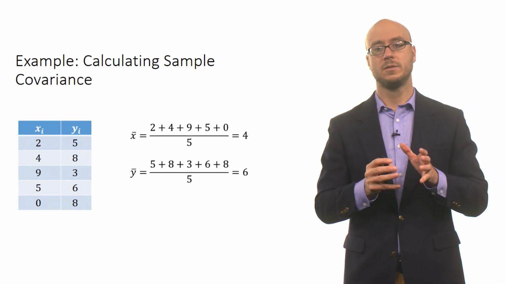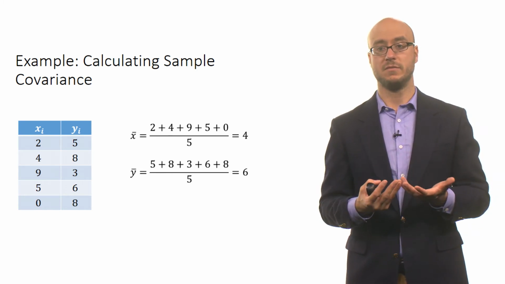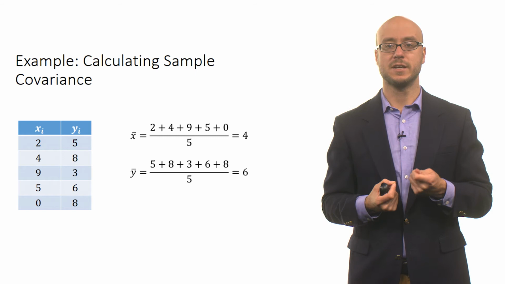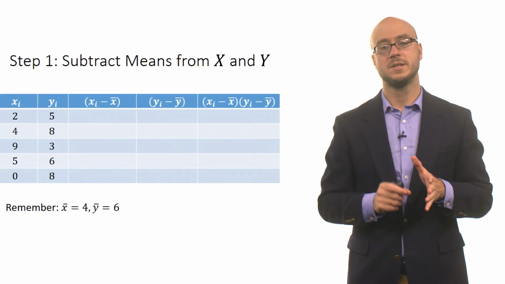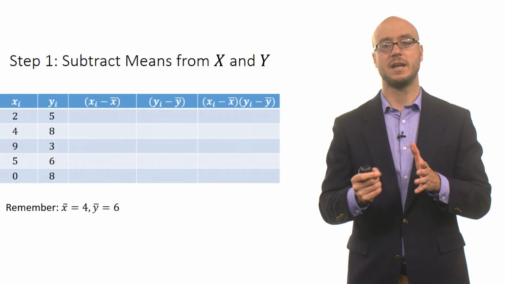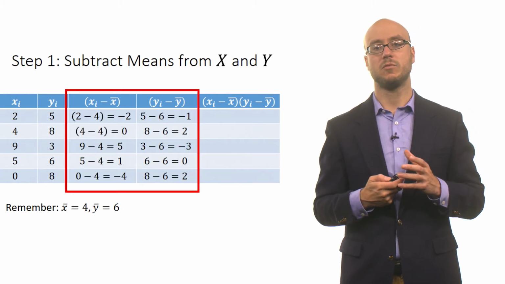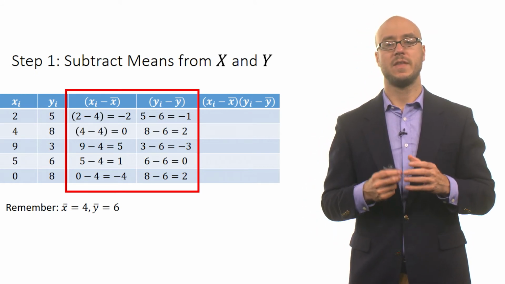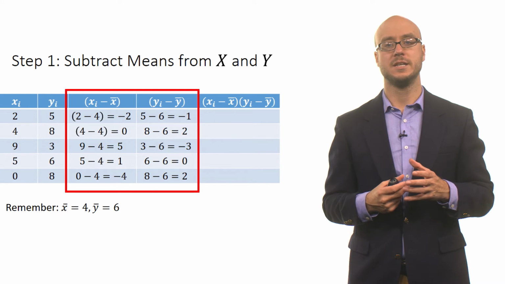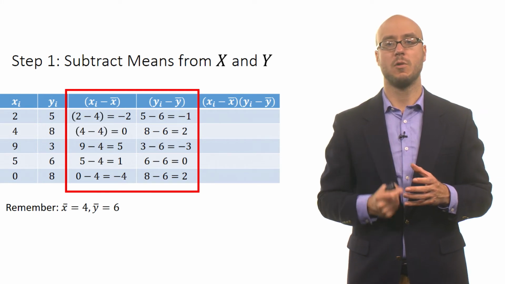For the y variable, we add up all the values and divide by the sample size, which is, again, 5, and we get a mean of 6. Then the next step is to take these raw values, subtract out the mean of x, and subtract out the mean of y. Again, the mean of x is 4, and the mean of y is 6. So that's what we do here. For that third column, we're taking out the mean of x for each of the raw values of x.